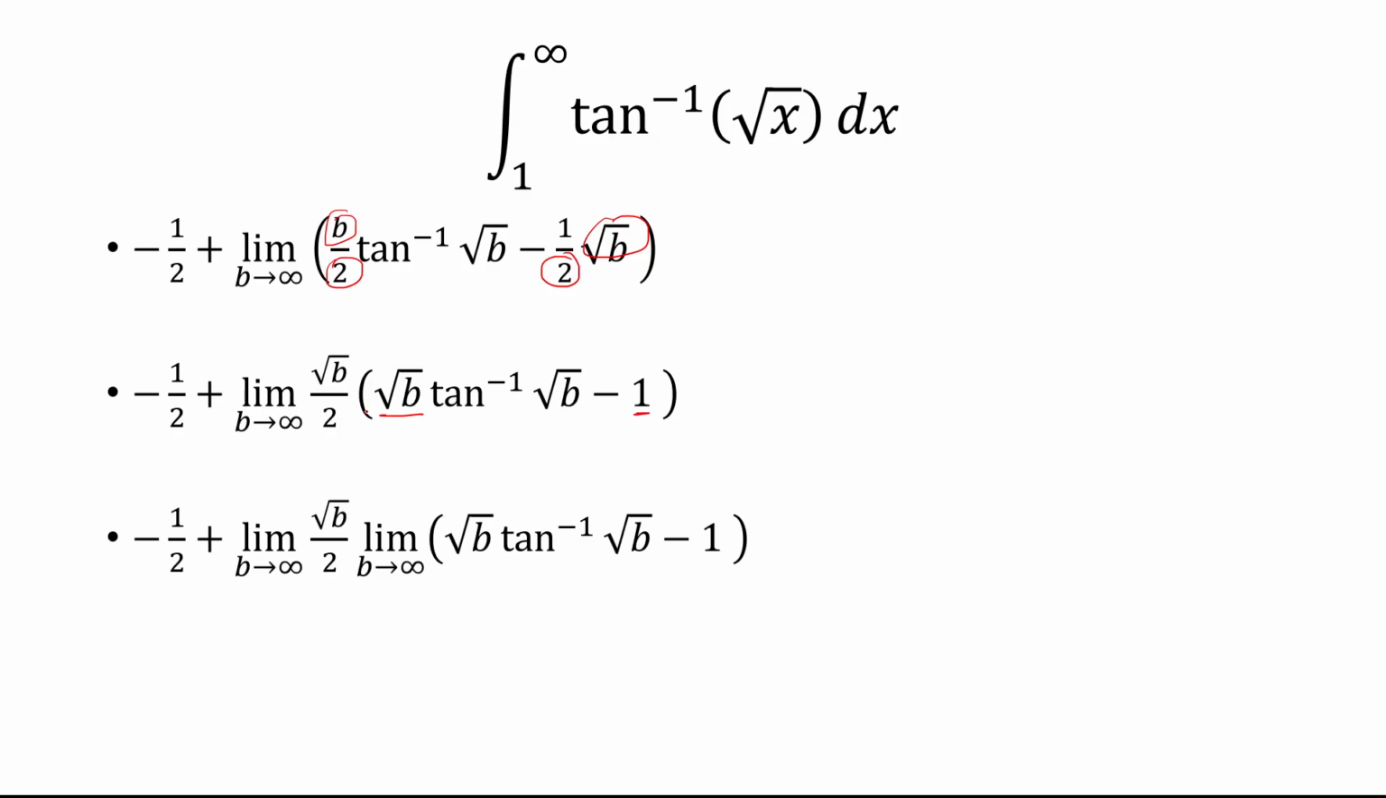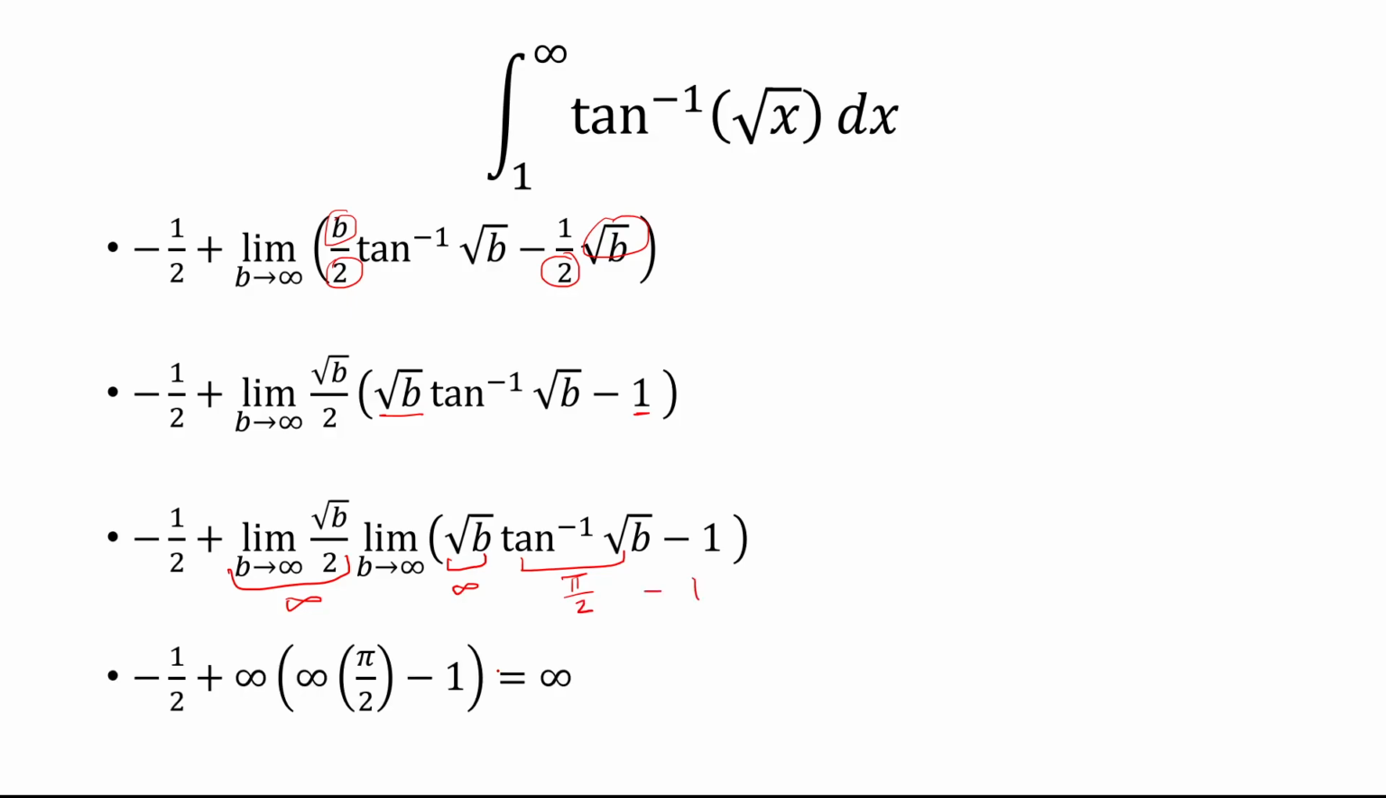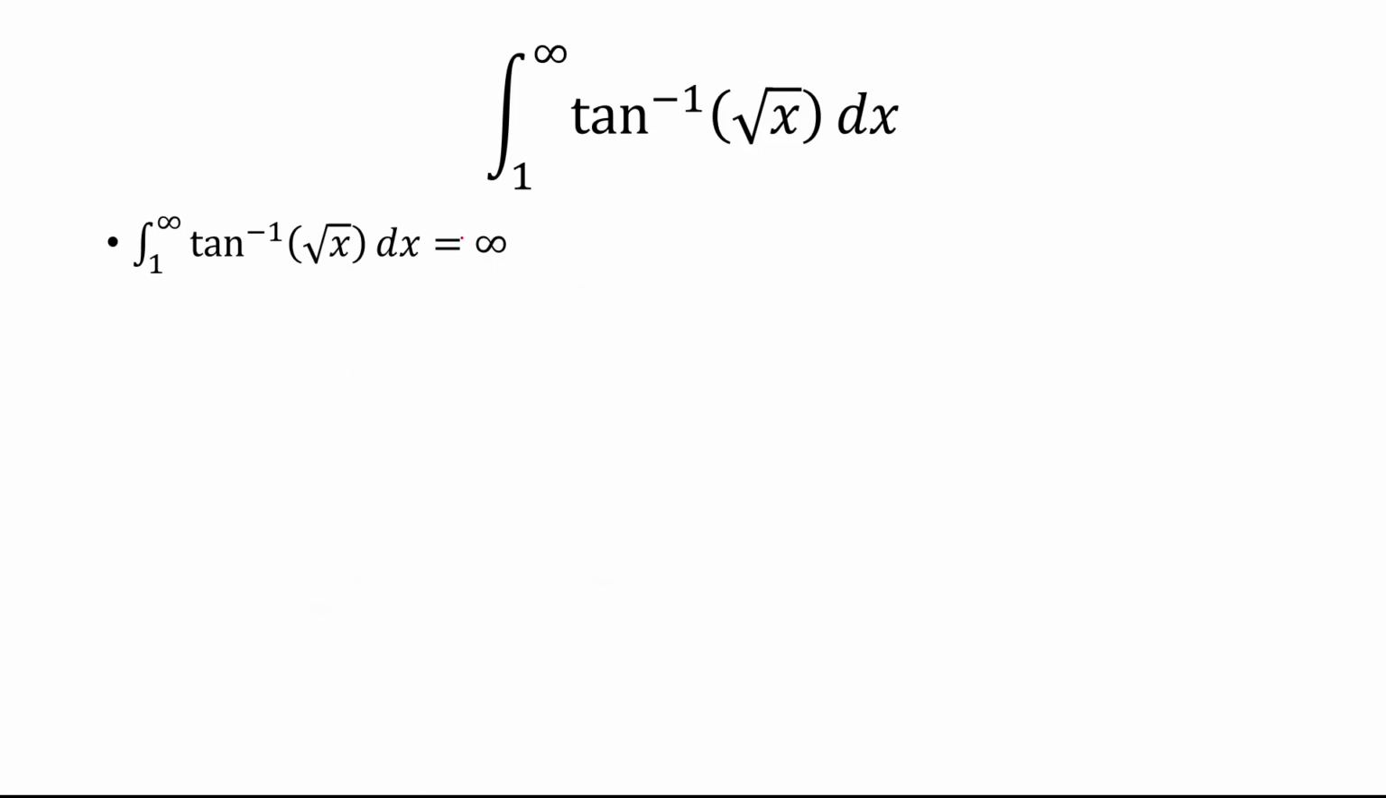This limit right here is going to infinity, and this square root of b is going to infinity. Inverse tangent of 1 over square root of b is going to pi over 2, and that's going to minus 1. So basically you have negative 1/2 plus infinity times pi over 2 minus 1. So the limit here will go to infinity. And so answering the question, what is the integral from 1 to infinity? Well, that's going to be infinity.